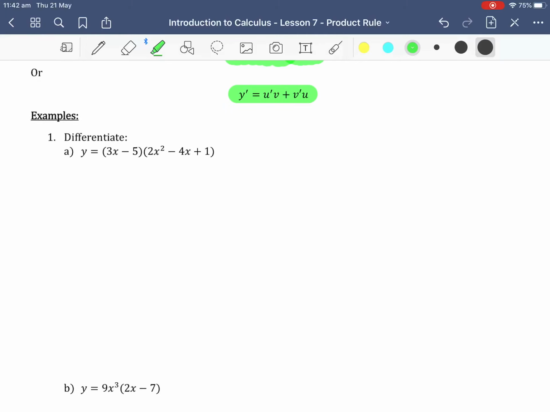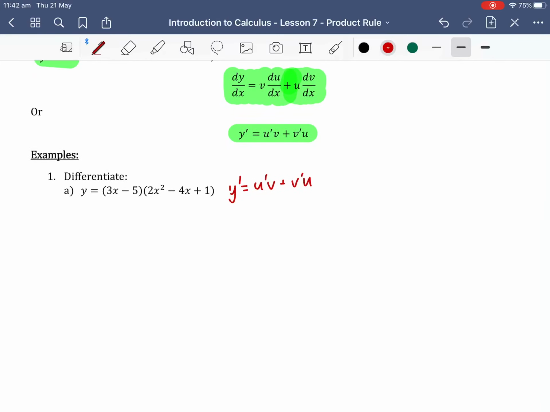So let's differentiate y equals 3x minus 5 in brackets times 2x squared minus 4x plus 1. Now I'm going to use y dash equals u dash v plus v dash u. They're exactly the same rule, it's just that our u dash equals our du on dx and our v dash equals our dv on dx. So this is just the shorthand way of writing it, and it's a way that I have been accustomed to.